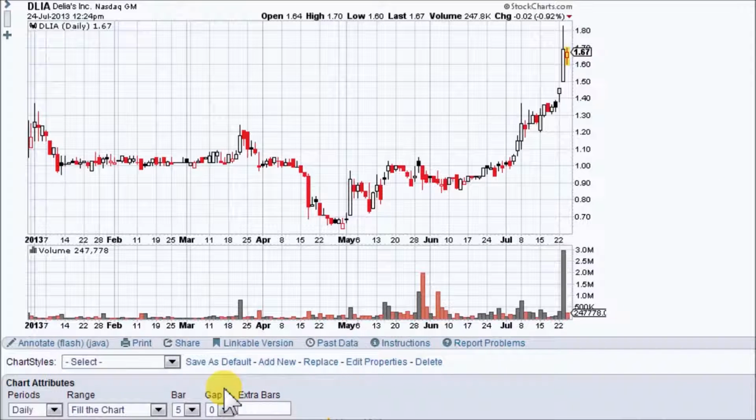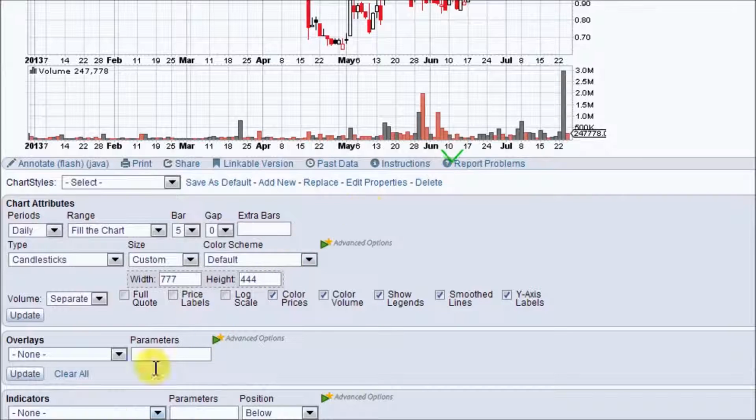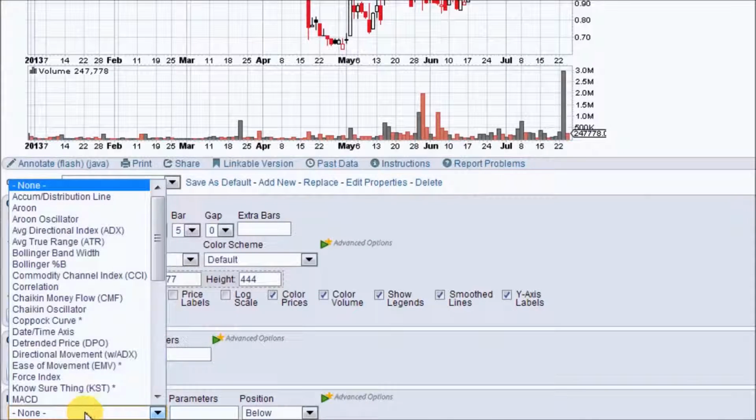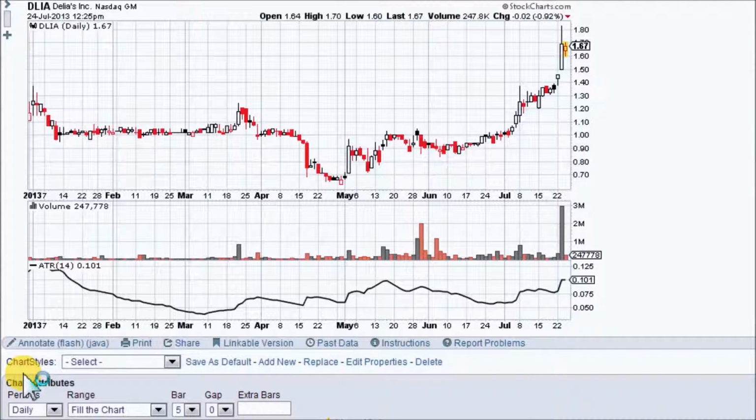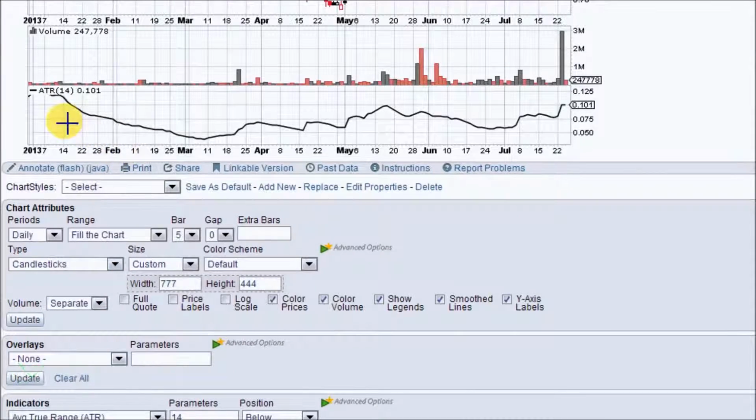So let's go ahead and load up the ATR on this chart for DLIA here on StockCharts.com. First thing you'll do is scroll down to the bottom in the indicators area, click on this box and select Average True Range ATR. Now the standard parameter is 14, so on a daily chart this would be a look back period of 14 days.